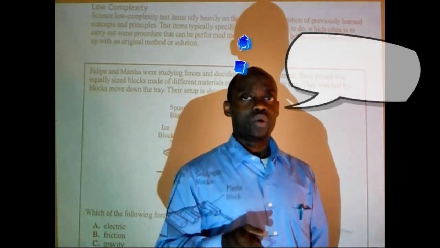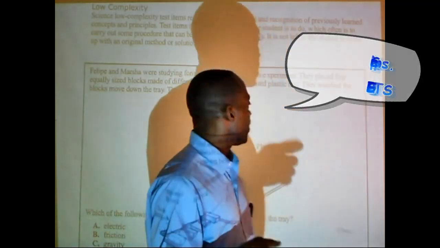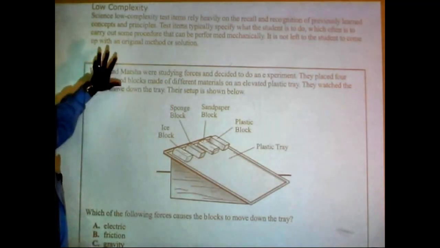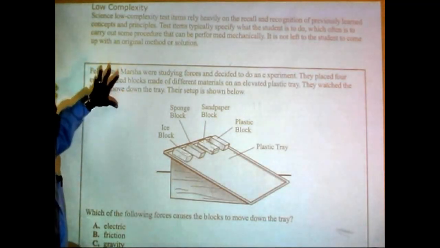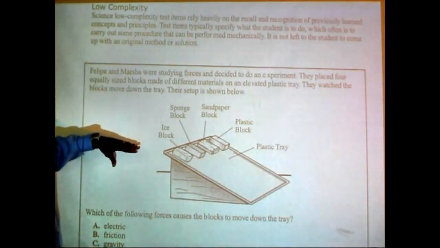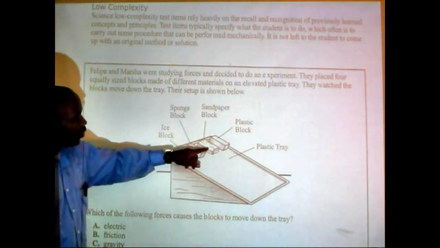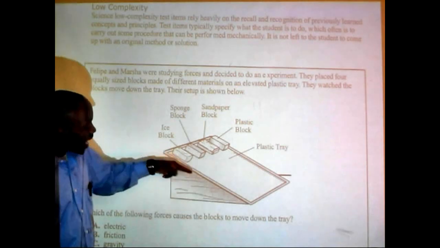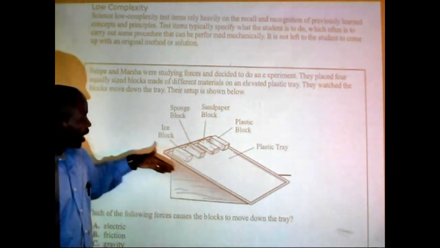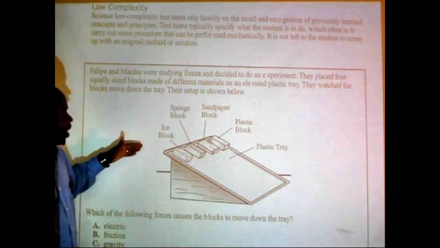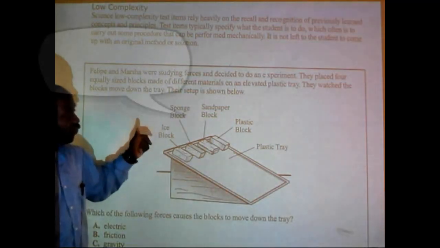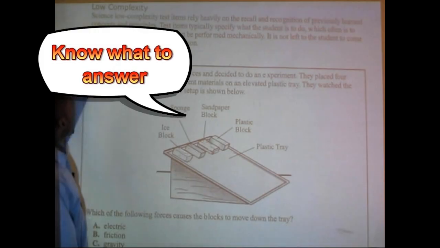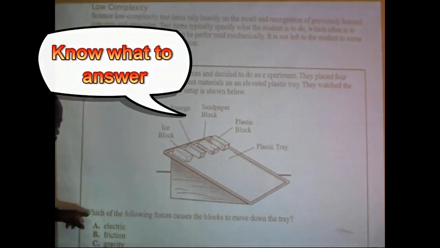Alright? First thing, we're going to take this question right here. It may not be as visible to you, but it's talking about four different objects rolling down a decline, and then we want to find out exactly what kind of force is actually acting on each of these. But this is a low complexity question, so this is what the question asks.